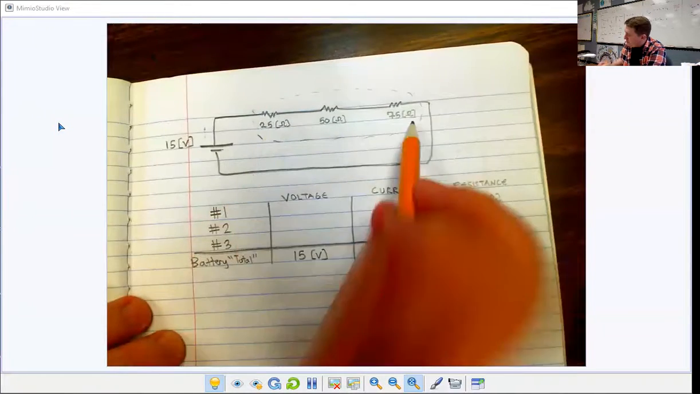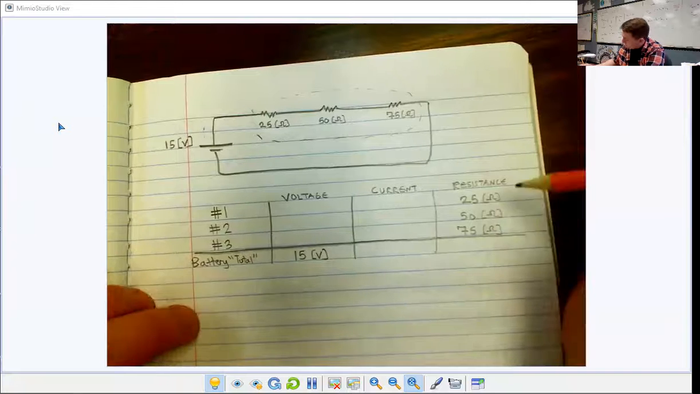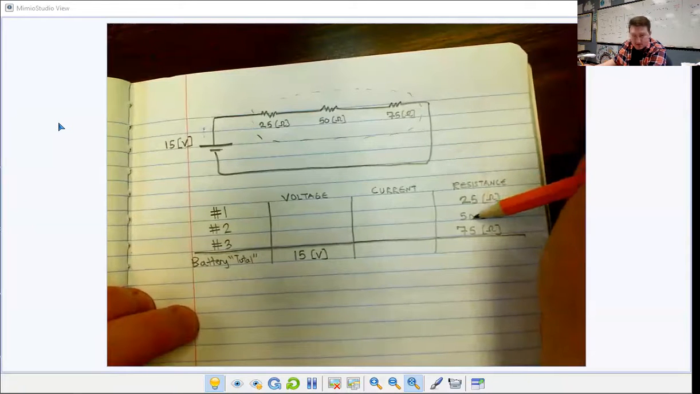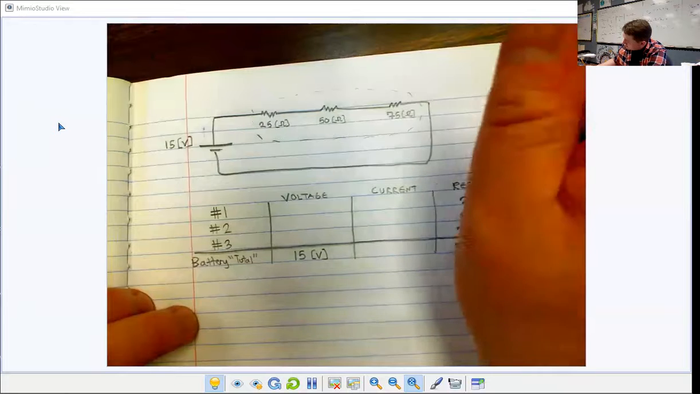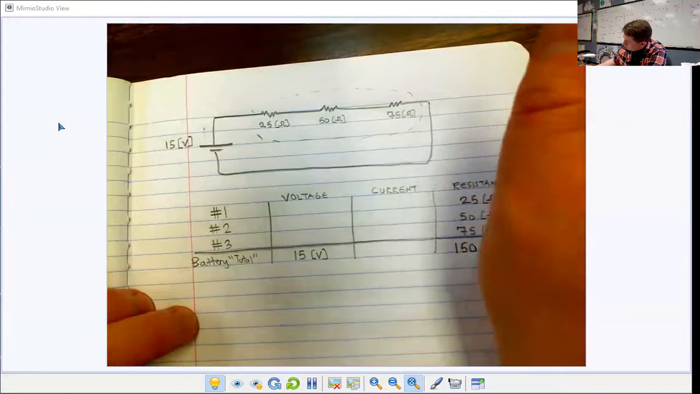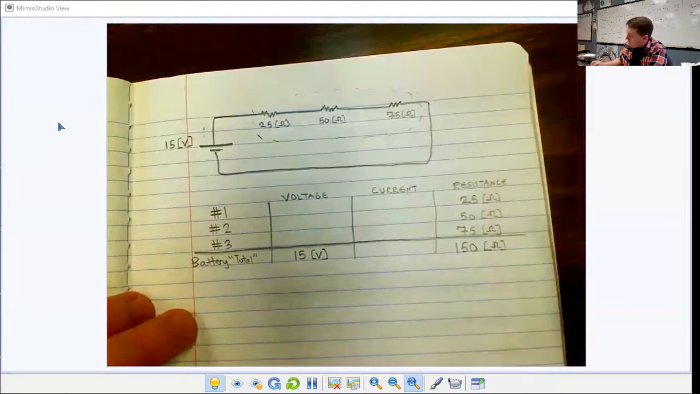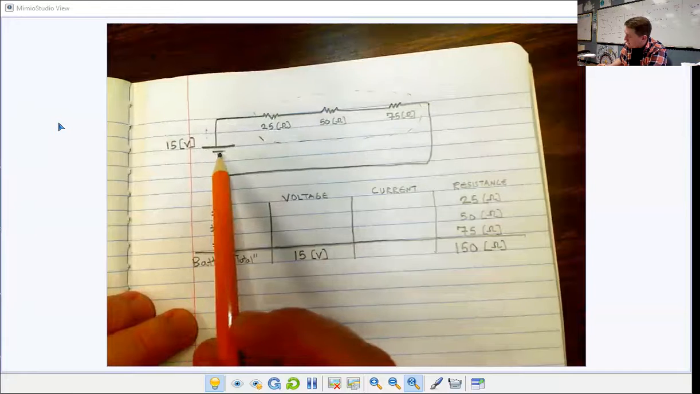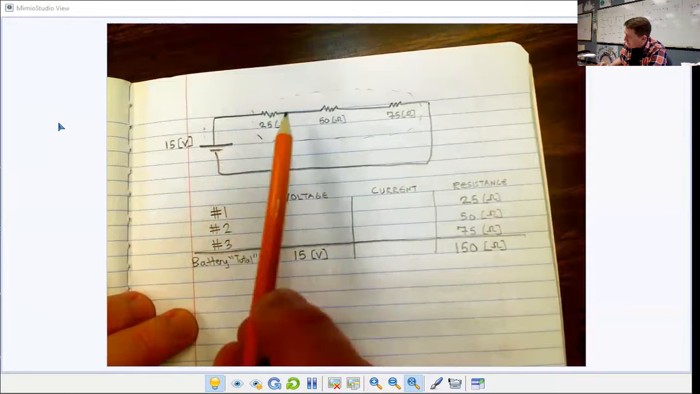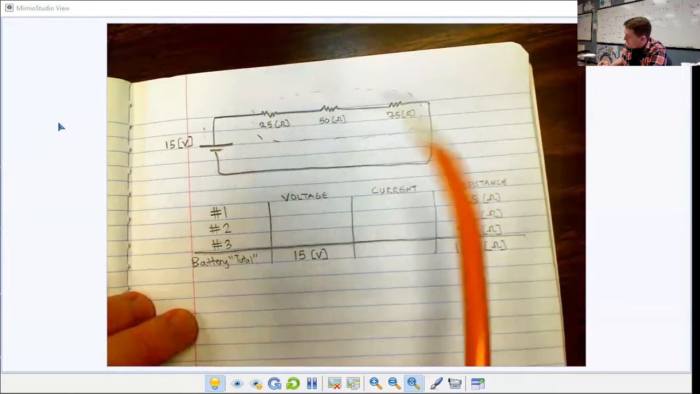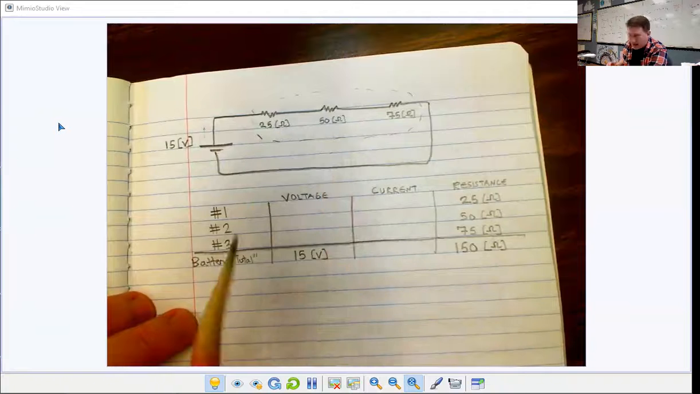So I can add them up to find the total resistance. 25 plus 50 is 75. 75 plus 75 is 150 ohms. What that means is this battery feels as if there's just one big 150 ohm resistor attached to it.